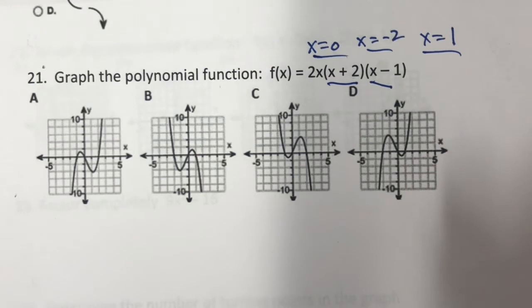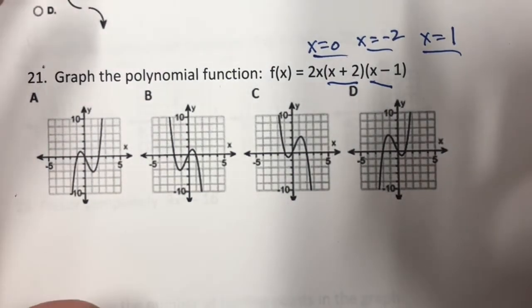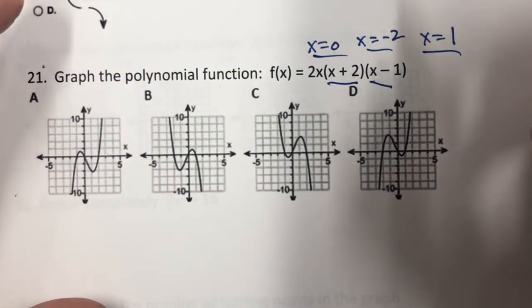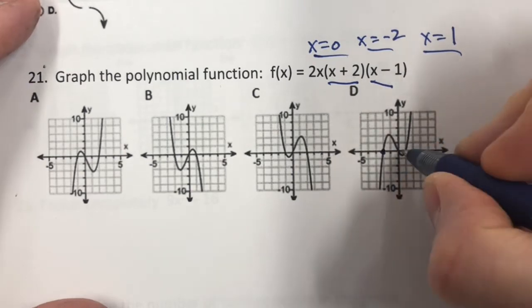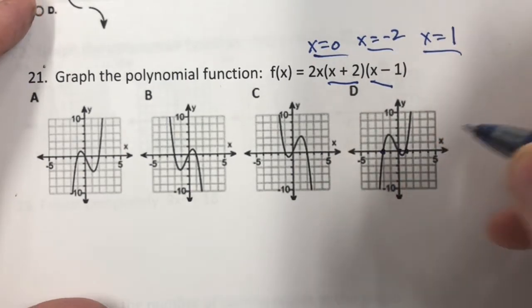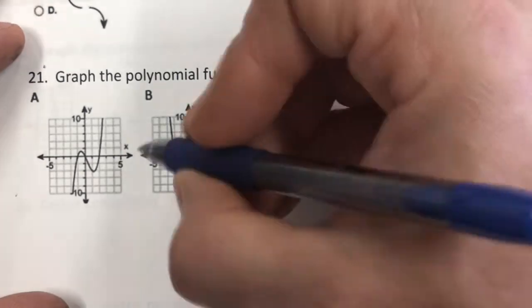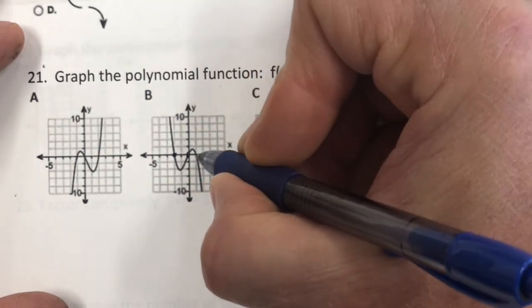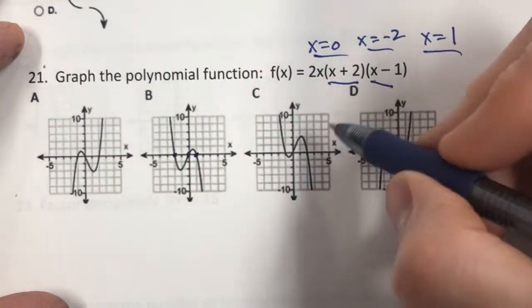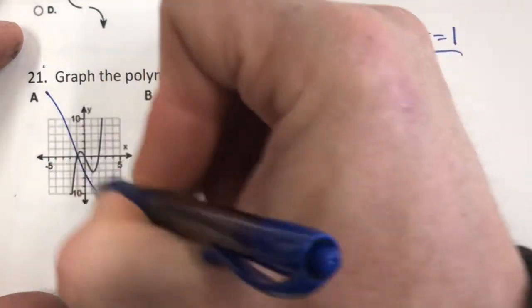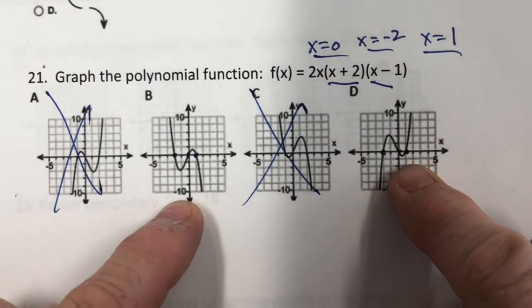Okay? So I've got to look and see which one has those 3 zeros. All right, so it looks like right here, negative 2, 0, positive 1 right there. But it also could be this one, negative 2, 0, positive 1 right there. So it's got to be one of these two. It's not this one. It's not that one. It's got to be B or D.